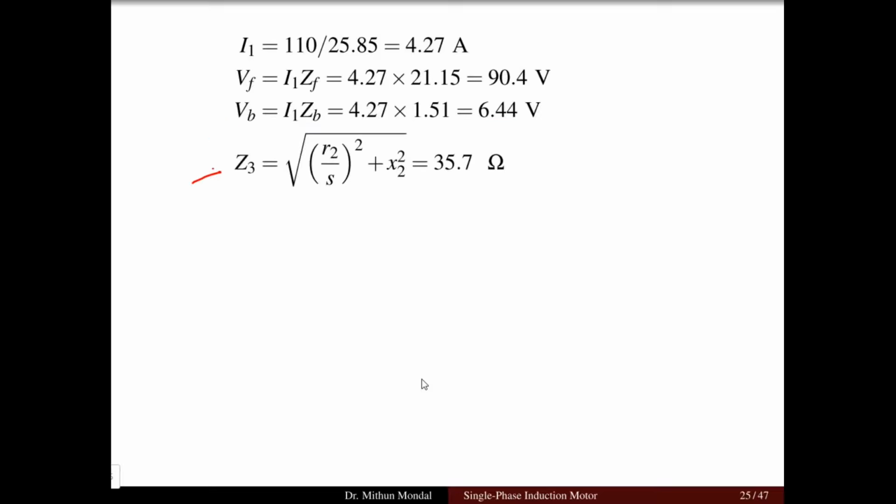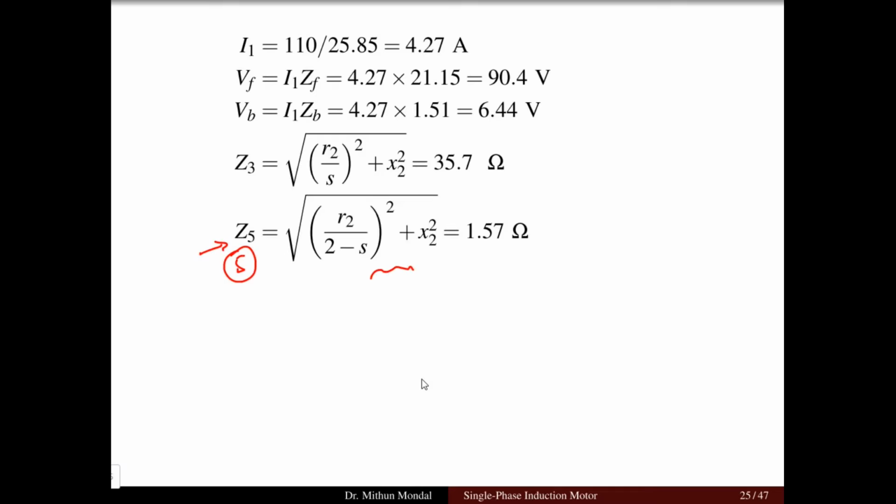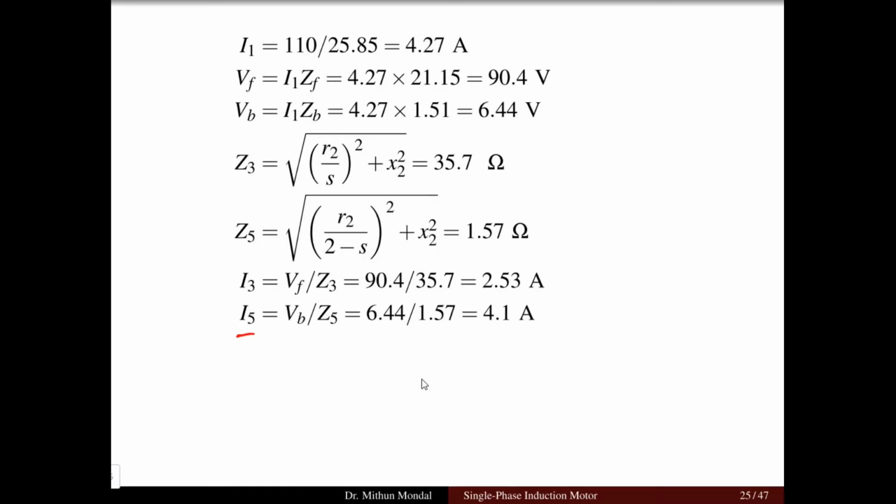Now the impedance which we have in the path denoted by 3 is the square root of R2 by slip squared plus X2 squared. This is the magnitude of Z3, which is equal to 35.7 ohms. And the path denoted by the fifth node has a total impedance of 1.57 ohms. The current flowing in path 3 is given by Vf by Z3, whereas the current flowing in path 5 is Vb by Z5. So these are the values that we get for the current flowing in path number 3 and path number 5.